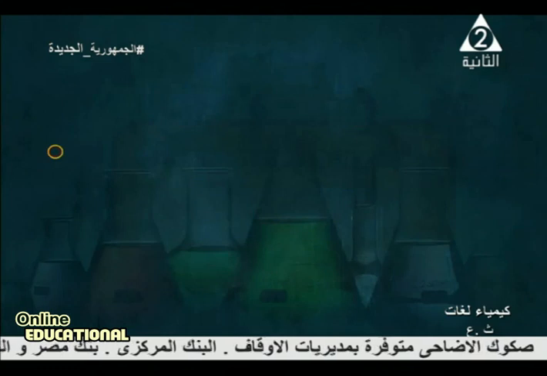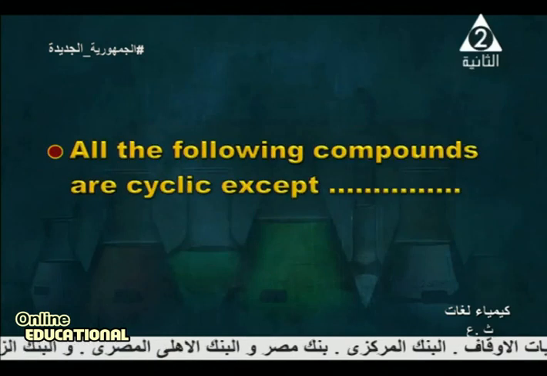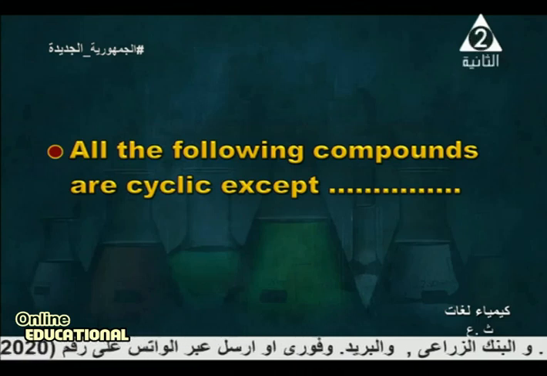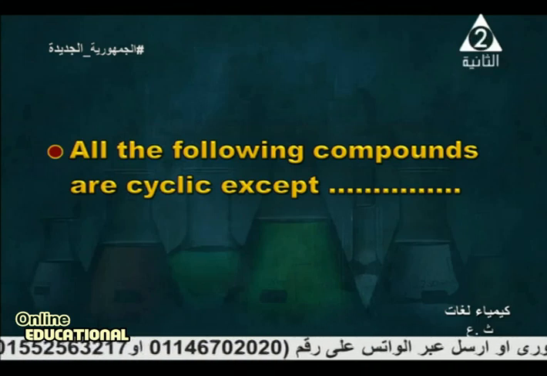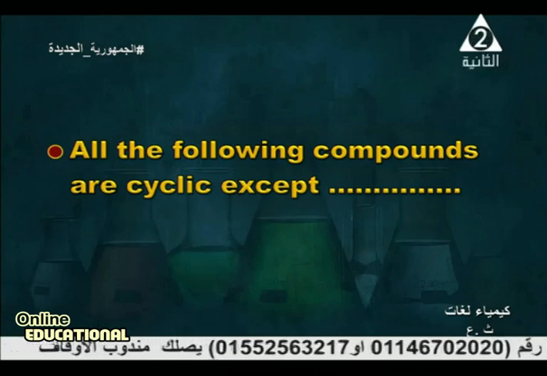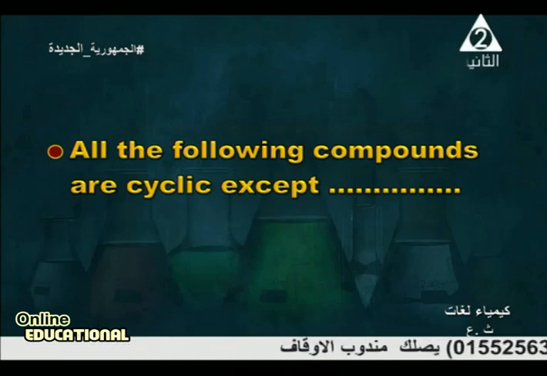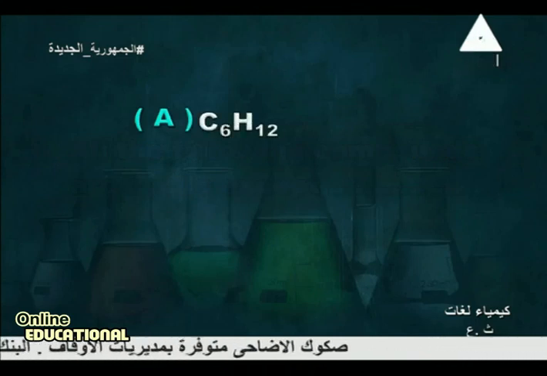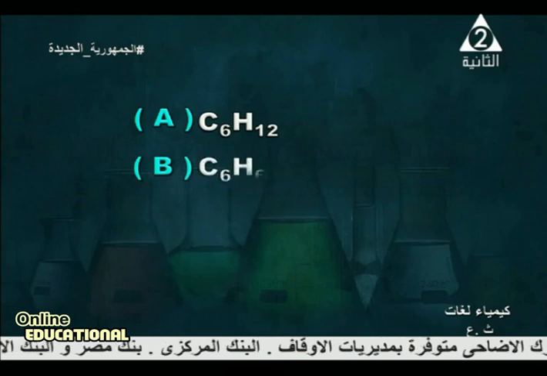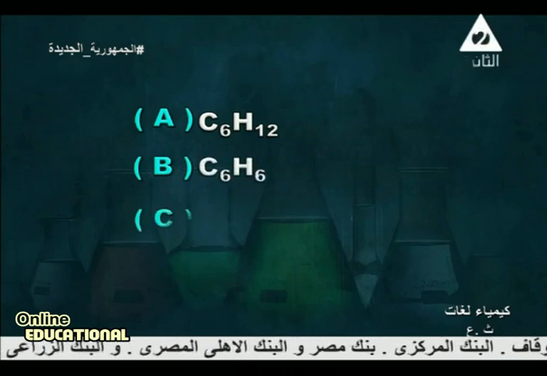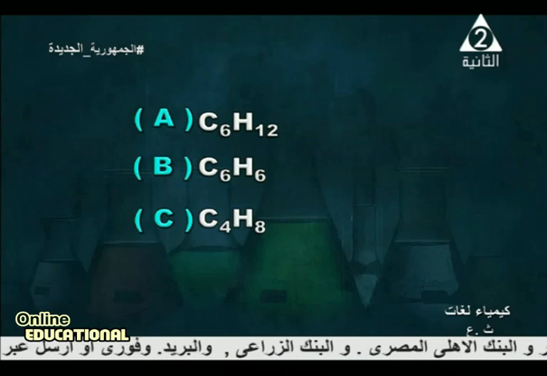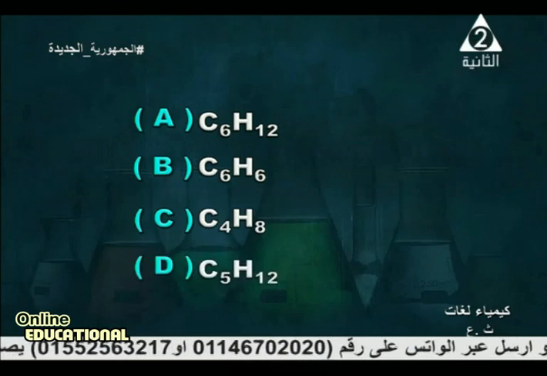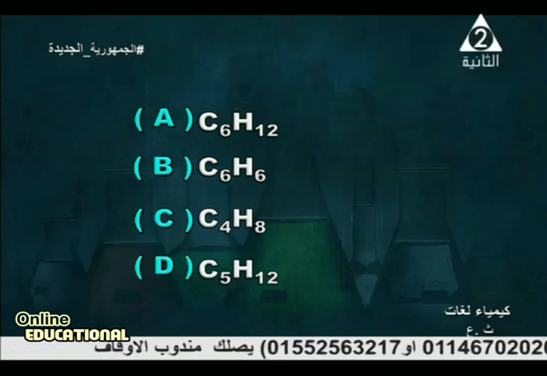The first question: all of the following compounds are cyclic. Cyclic. Yes and no, but you must say except. Except means all of them are cyclic except what? As a beginning, A is C6H12. B is C6H6. C is C4H8. After that, for D, do you think C5H12? What is the right answer?